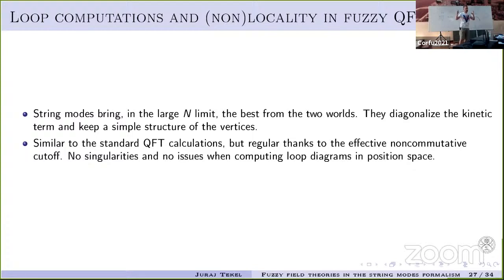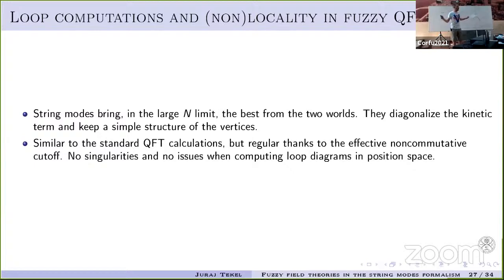So string modes do magic because at the same moment they diagonalize the kinetic term, so we can use nice propagators. However, they keep a quite simple structure of the vertex. And they do this in position space. So the calculations are similar to what happens in regular field theories.